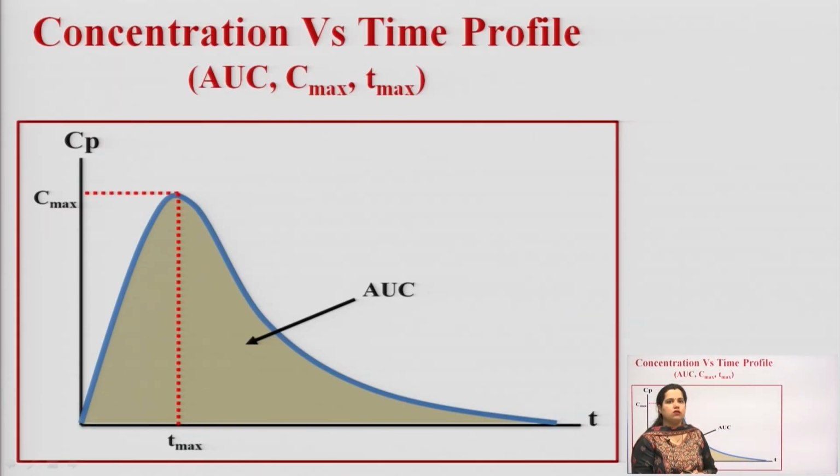You see the concentration versus time profile, and all three parameters are highlighted here. This curve represents AUC, this is Cmax, this is Tmax. The x axis shows time, and this is the plasma concentration, Cp, the plasma concentration of the drug.